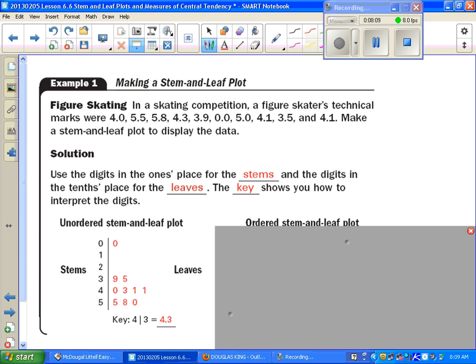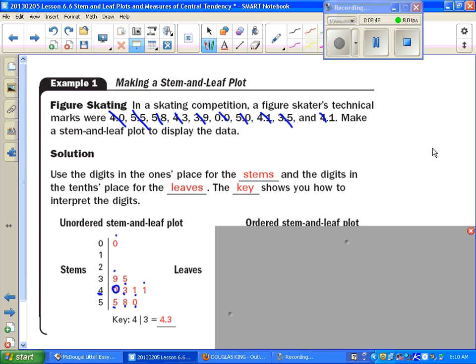Here you go for your unordered stem and leaf plot. This is just going straight down the numbers. As you go through the numbers, go ahead and scratch them out so you don't repeat them. That's a trick to this. 4.0, here's 4 right here. 0.0 just means you add 0 right there. Next one's 5.5. That's this one. 5.8, 4.3, 3.9. That'd be this one. 0.0, 5.0, 4.1, 3.5, and then the last 4.1. So that you don't make a mistake, you can cross them out as you go.